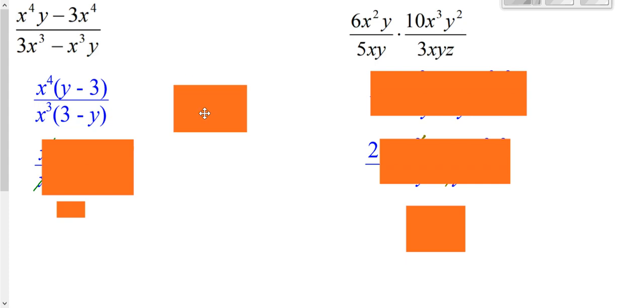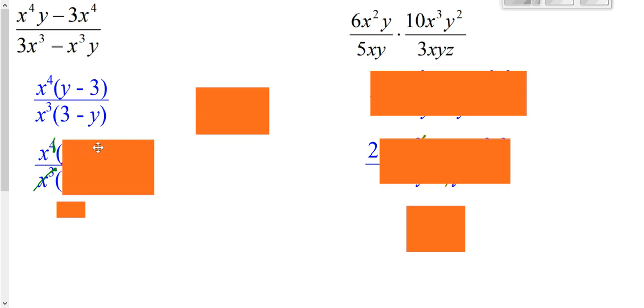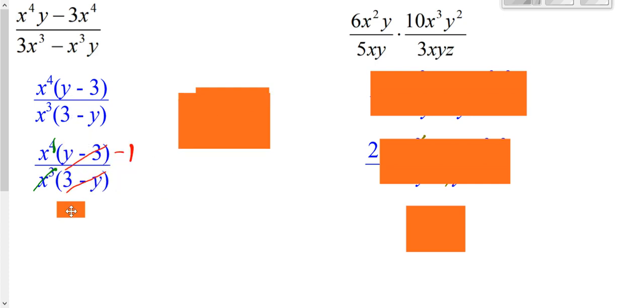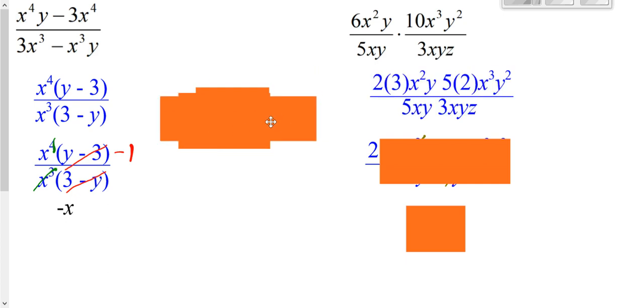Once again, factor the top, factor the bottom. The x's are going to drop in front. There's one more x in the top. Y minus 3, 3 minus y. They're opposite, so that's going to give you a negative 1. So you have a negative 1 times an x. Write it as one big fraction.